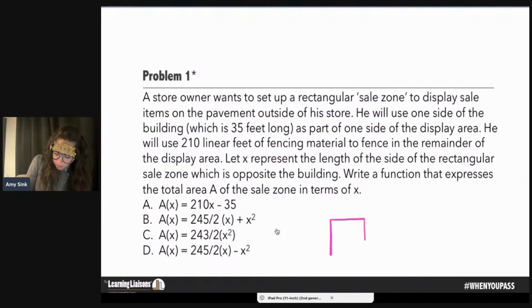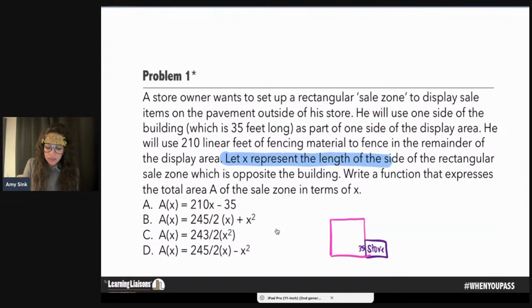So let's say this is his store. And then this is the pavement, right? He will use one side of the building, which is 35 feet long. So this is 35 as part of one side of the display area. And he will use 210 linear feet of fencing to fence in the remainder of the display area. Let X, this piece is important. Let X represent the length of the side of the rectangular sale zone, which is opposite the building. So this over here is going to be X because it's opposite of the building, right?